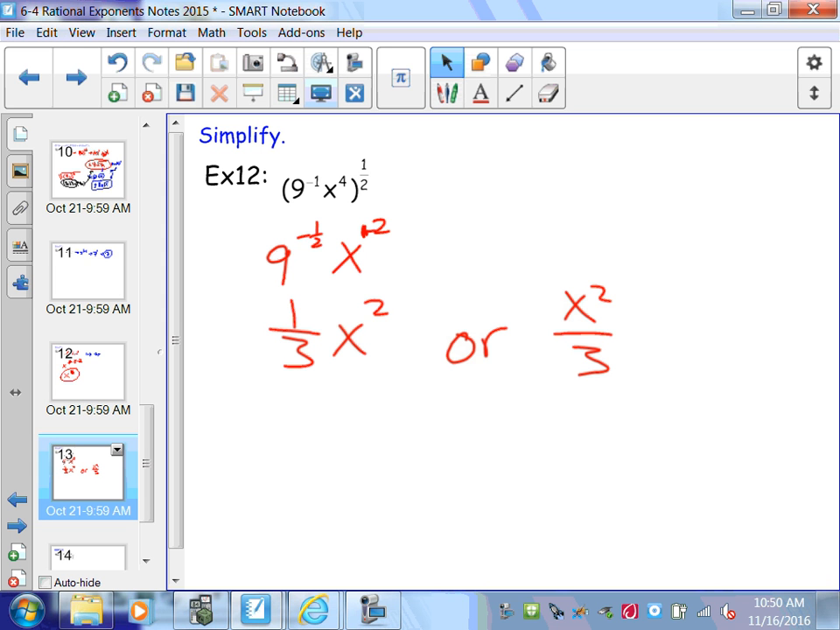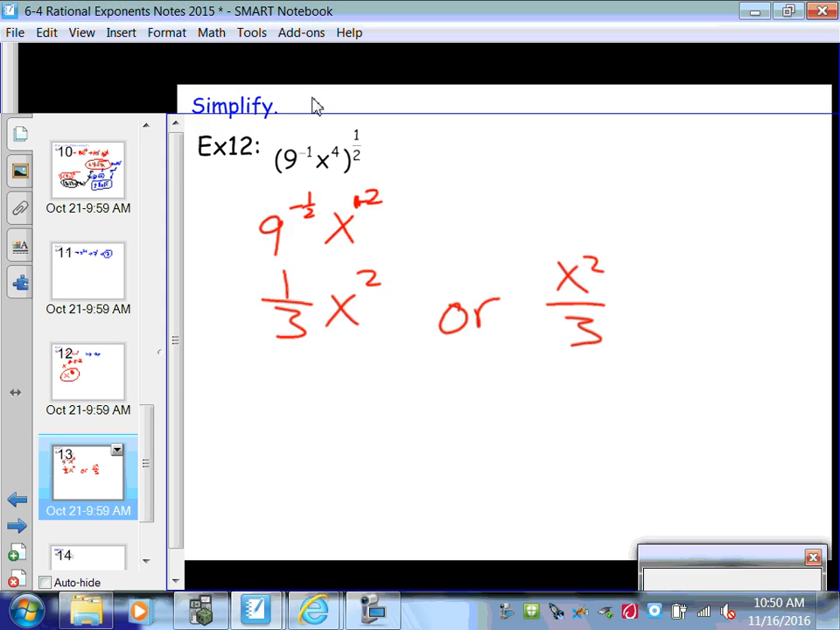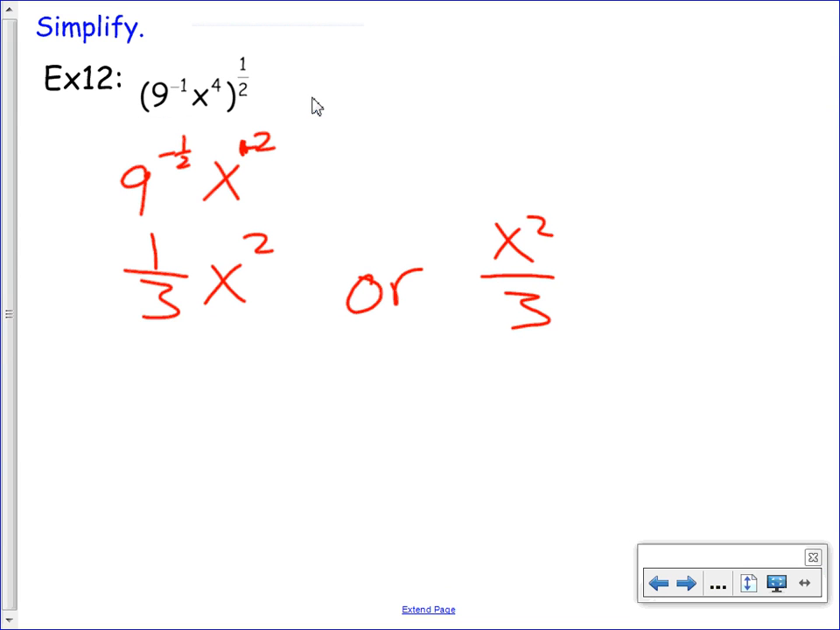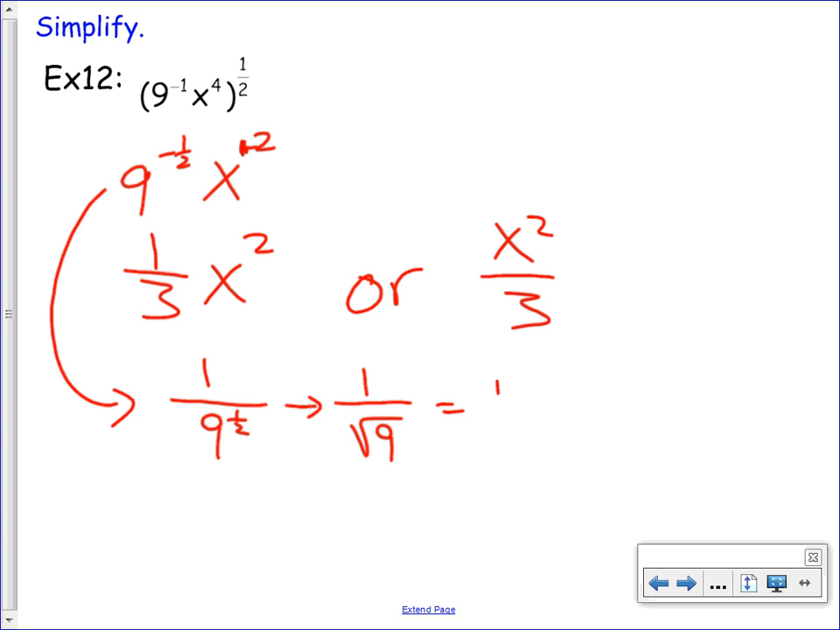Here we go. If you didn't want to do that in your calculator, since it's a negative exponent, then it would be 1 over 9 to the 1/2, right? Which is 1 over the square root of 9, which is 1/3. That's all your calculator did.